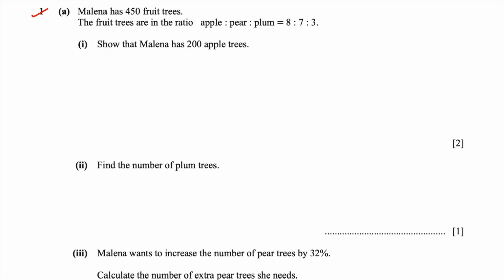So Malena has 450 fruit trees. The ratio is given: apple to pear to plum is 8 to 7 to 3. Show that Malena has 200 apple trees.